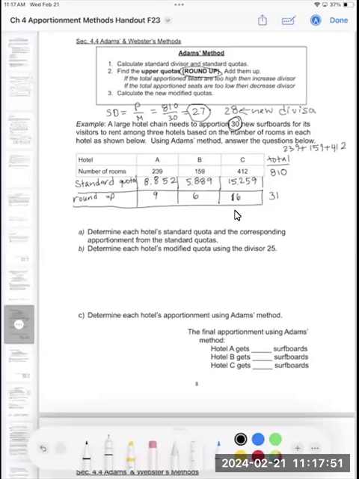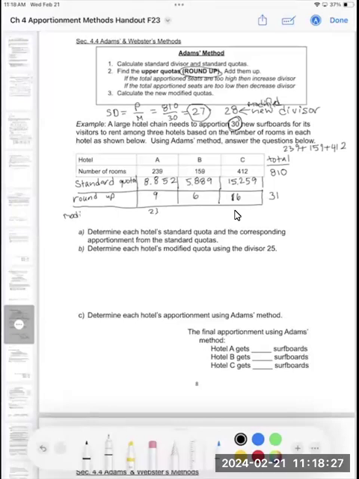So instead of giving them one surfboard for every 27 beds, we're going to give them one surfboard for every 28 beds. So I'm going to do the 239, and this is a modified quota because we're using not the real standard divisor, but a modified divisor. So we call this a modified divisor. And I just made up 28 because they said increase 27. And I was like, okay, well, just go up one by one. We'll see what it does. If it doesn't work, we'll try something else.